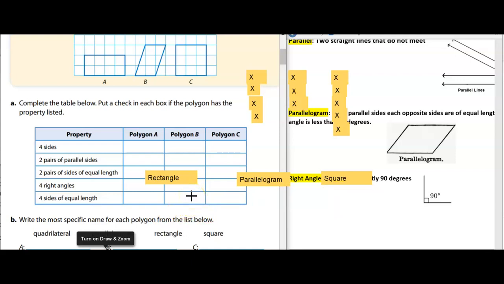So on your own, press pause and write down the order that you feel your polygons should go in based on the table above. So you should have written polygon B, or parallelogram, which is what we identified it to be, first, because that had the least amount of properties that were fulfilled. Then the next one will be rectangle, which is polygon A, that had the next greatest, and polygon C, which was a square, had the most fulfilled properties. Let's turn to the next page.